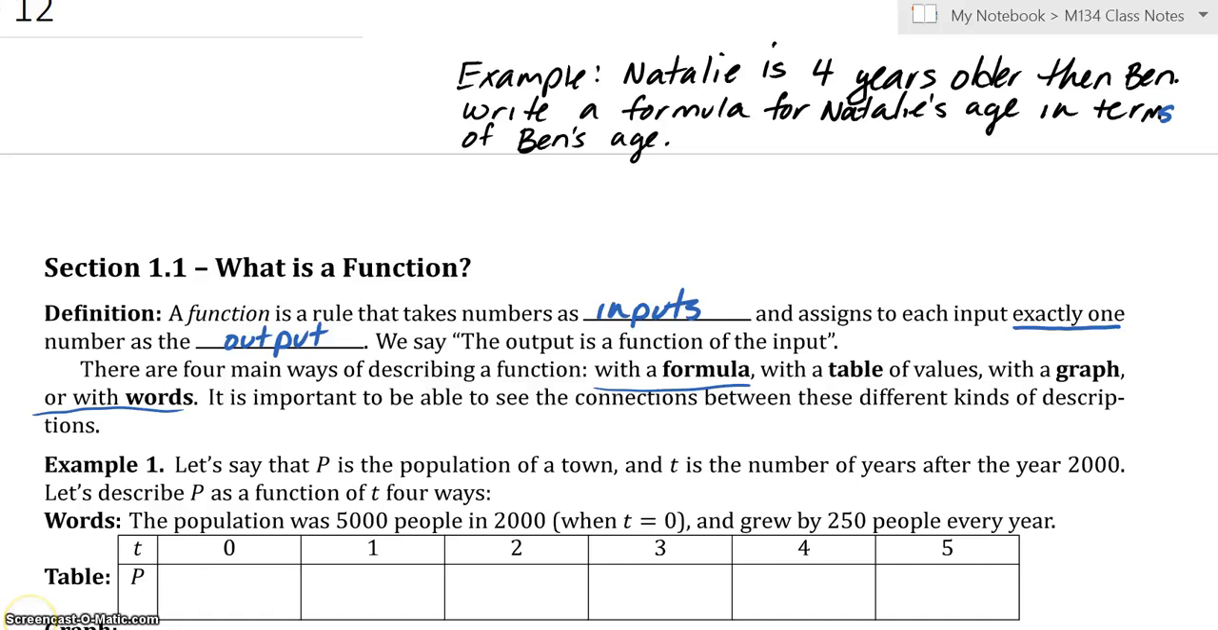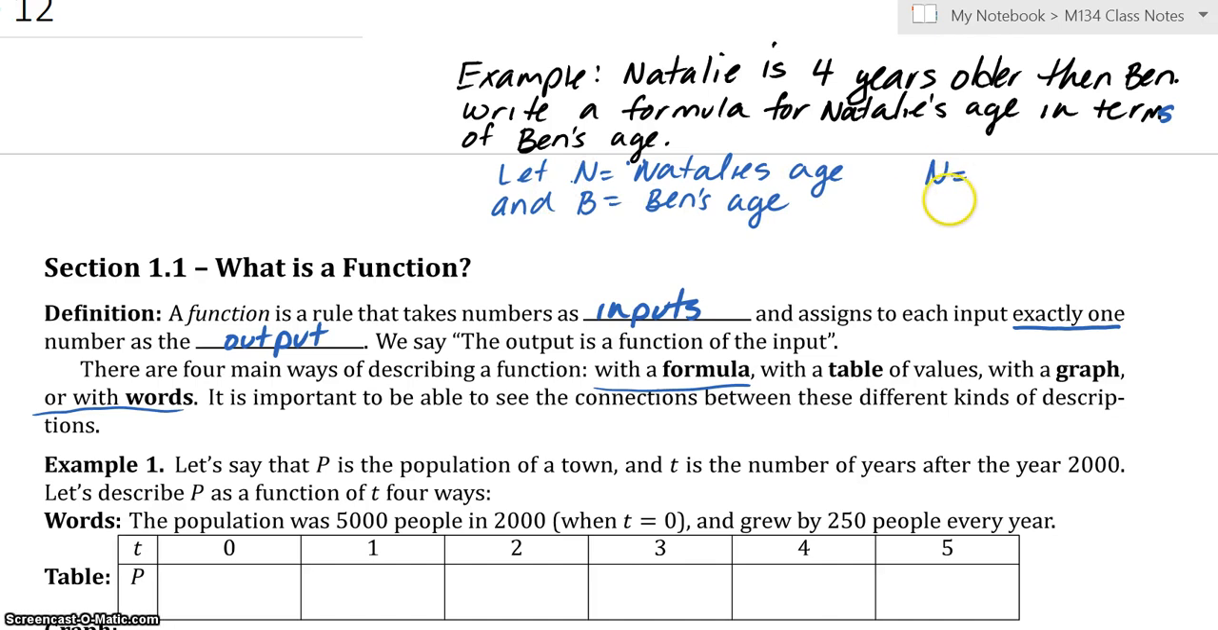So let's go ahead and do that. I'm going to choose N and B. I'm going to let N equal Natalie's age and B equal Ben's age. And then I'm going to come up with a formula for Natalie's age. So what is Natalie's age? Well, N stands for Natalie's age, so I'm going to start with N equals. And what do we know Natalie is? She's 4 years older, so 4 plus, older than Ben. That makes sense, because if Ben is 10, and Natalie is 4 years older, then she would be 14.